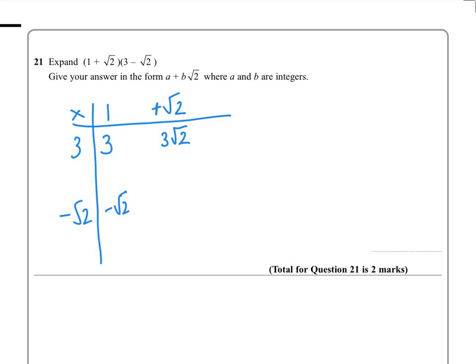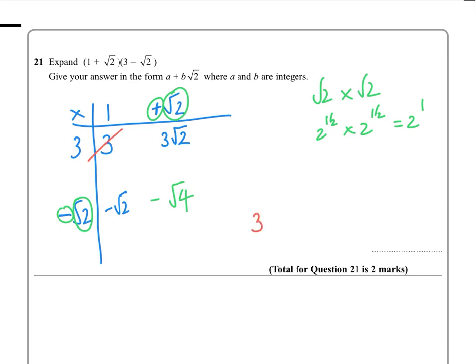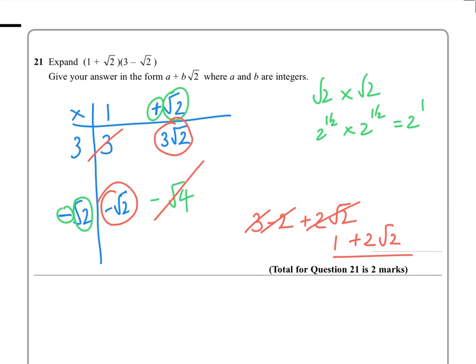And then be careful here, a minus times a plus is a minus. And then root 2 times root 2, you can either write root 4 or think in your head root 2 times root 2 is 2 to the half times 2 to the half, which is 2 to the 1, which is just 2. So you could have written just 2 there. So let's see what we've got. We've got 3 for definite. We've got minus 2 for sure. And then we've got 3 of these with one of them taken off, which is just 2 of them. And then 3 minus 2 is 1 plus 2 root 2 is the answer.